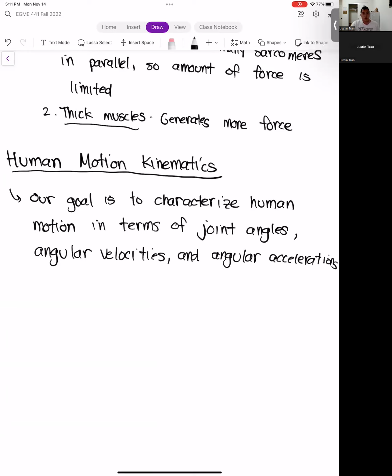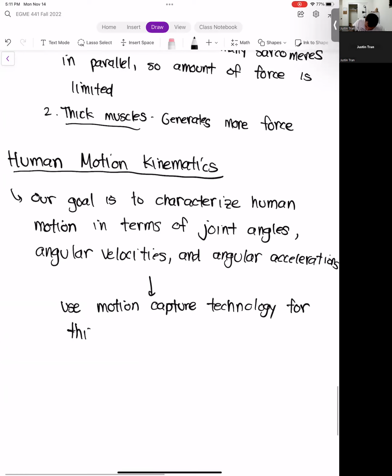The way that we do this is we make use of some fairly modern technology, which is motion capture. Remember, the idea with motion capture is that you put on a suit, and then at certain key locations on the body, you put these reflective markers that are going to be picked up by a camera.